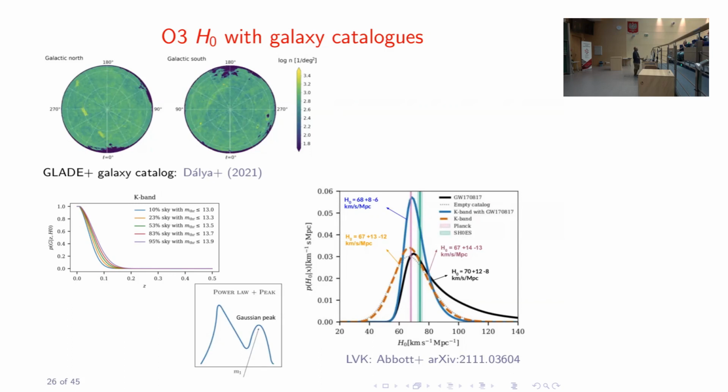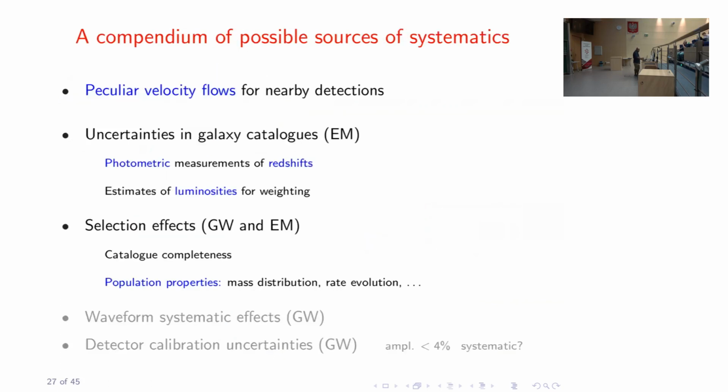Of course, we are trying to attempt a precision measurement. We should be very, very careful about all kinds of systematic effects, and these are some of the systematic effects that we need to be careful of. A list of systematic effects are peculiar velocity flows, various uncertainties that are coming from the galaxy catalog sector for the EM measurement, especially using galaxy catalogs, redshift uncertainties, estimates of luminosities, effects on the gravitational wave side, population properties, which is very important for selection effects. Many things there are unknown.